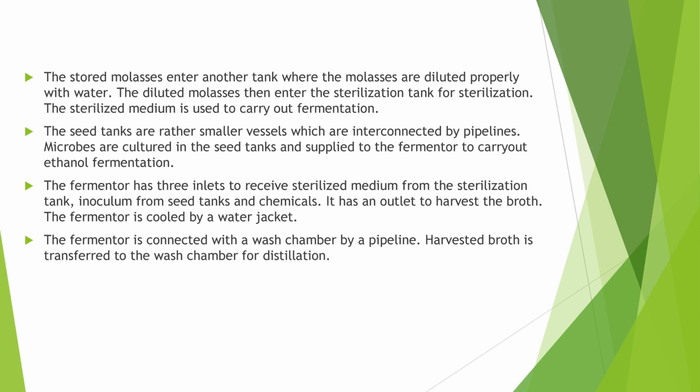The seed tanks are considerably smaller vessels when compared to other vessels. The microbes are cultured in the seed tanks and supplied to the fermenter for the ethanol fermentation process. The fermenter has 3 inlets to receive the sterilized medium from the sterilization tank, microbes from seed tanks, and other chemicals. It has an outlet to harvest the broth. The fermenter is connected with the wash chamber to harvest the spent broth and transfer it to the wash chamber for distillation.